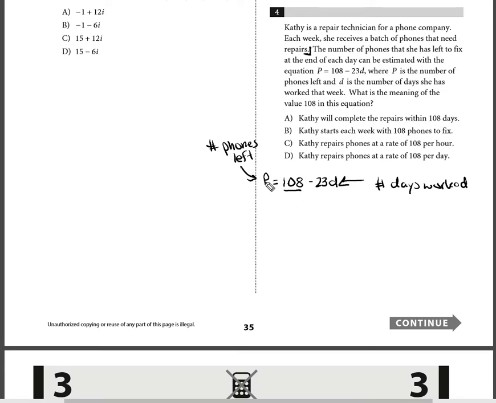So P is the number of phones left. That means somewhere in this equation we need the total amount of phones that she started with to fix per week. That means it's either 108 or 23. However, 23 is being multiplied by days worked, which means 23 is probably how many phones fixed per day.